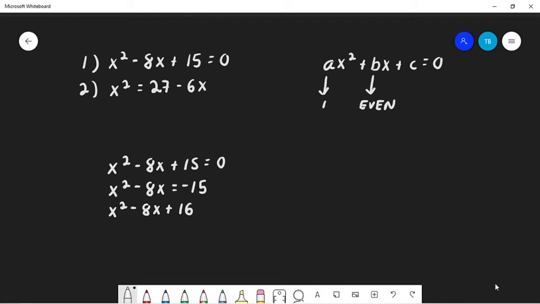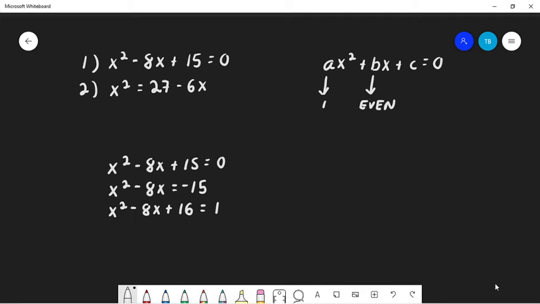But remember that if we do something to one side of an equation, we have to do the same thing to the other side of the equation. So we're also going to have to add 16 on the right-hand side. So if we add 16 to negative 15, that leaves us with just positive 1. So now our new equation is x squared minus 8x plus 16 equals 1.